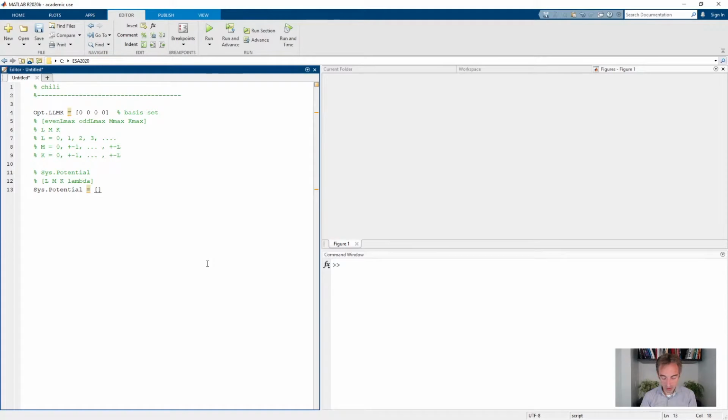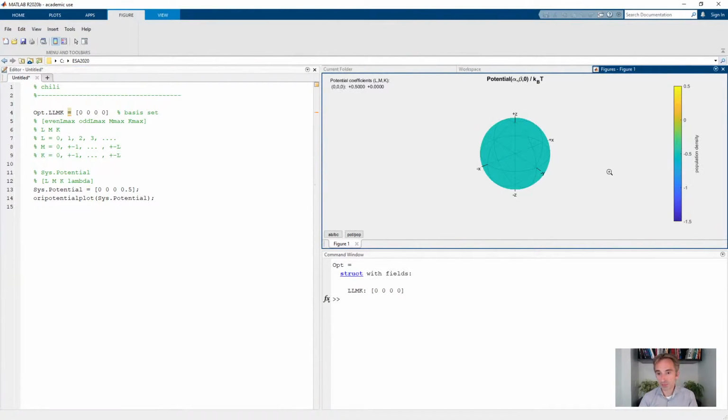Let's do a very simple exploration here. Let's start out with a 0, 0, 0 function. A 0, 0, 0 function, you can put any lambda in there, is fully spherically symmetric. We can look at this with oripotentialplot and just feed in the sys.potential. If you run this, you can see, let's go over the populations. You see it's white everywhere, indicating it's the same energy everywhere and the same populations.